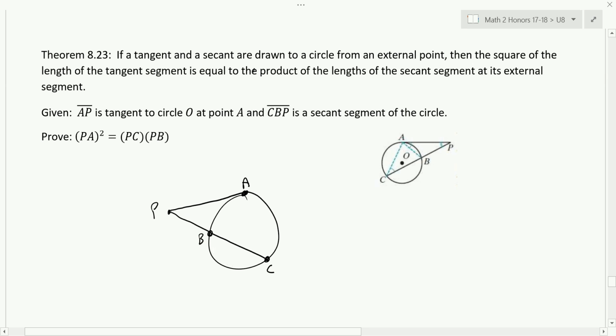And say we found the length from P to A, and that length is X. Then we found the length from P to B and found that was length Y. And then we found the length from B to C and found that's length Z. So if you know those three lengths, there's a relationship between them. What this theorem is saying is that x squared is going to equal what times what? Read what we're trying to prove, and tell me what x squared would be equal to.